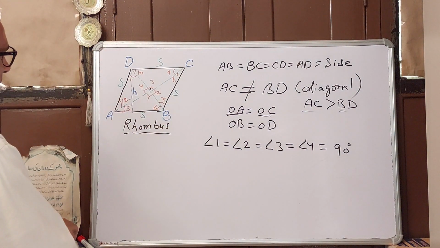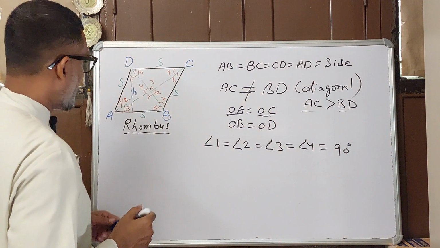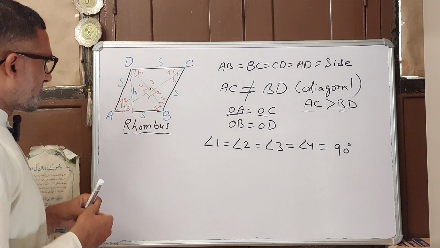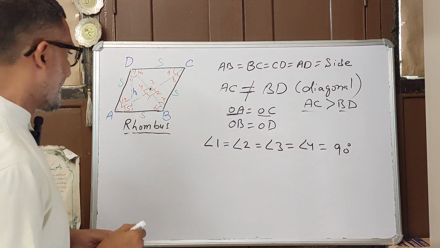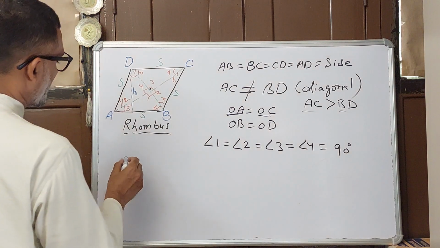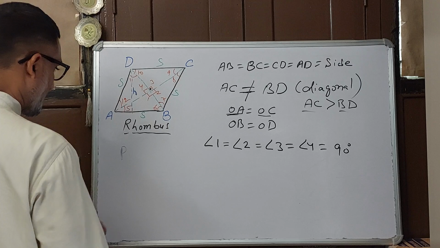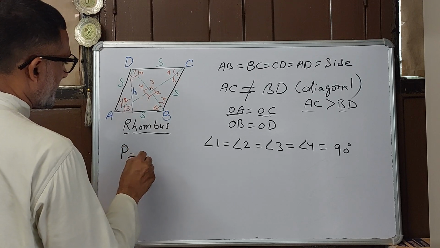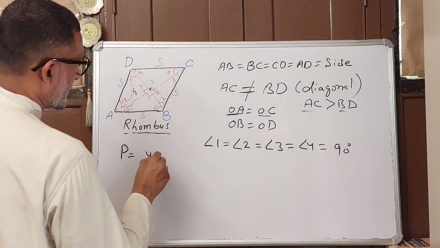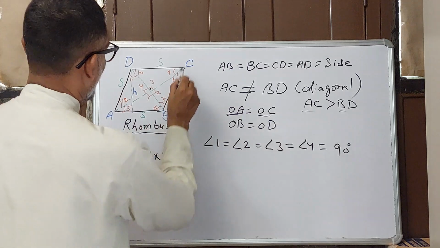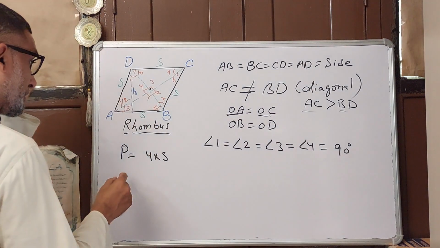So hope you understand also this difference, square and rhombus. After seeing this figure, you can realize. So what will be here? The perimeter will be same as a square, 4 into side. So here also, because sides are also equal, same as a square, 4 into side.